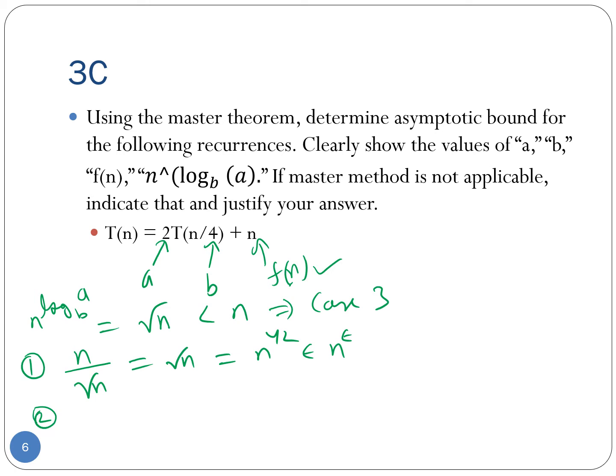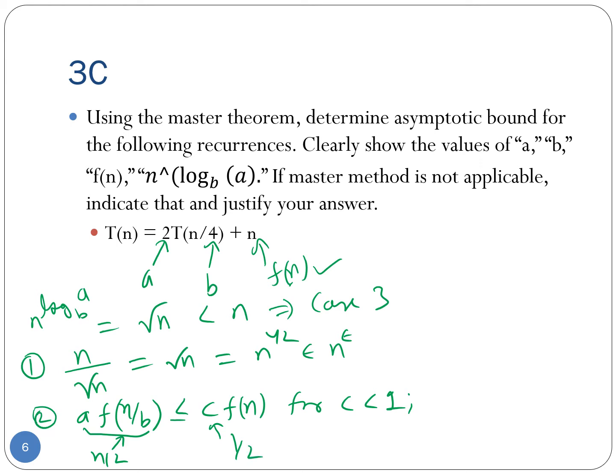So we need to check the regularity condition, which basically says that a times f of n by b should be less than or equal to c times f of n for some constant c less than 1, right? For c less than 1. Now in this case, a times f of n by b is equal to n by 2, right? So this here is n by 2 simply, and so the regularity condition holds for c equal to half. Okay, so therefore case 3 applies.